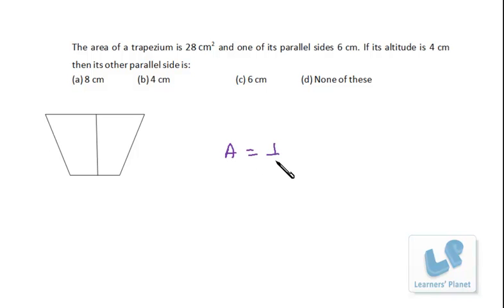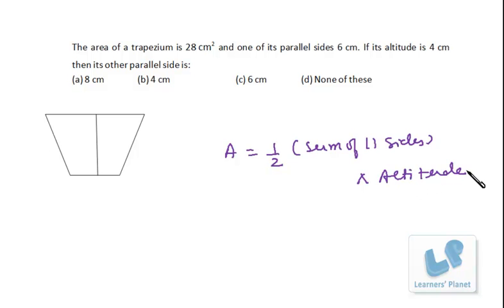That is half sum of parallel sides into distance between them, or we can say altitude. Now here this and this, both of them are parallel sides. Suppose this is x, this is y, and this is altitude, that is 4 over here. Further, no need to draw the figure. Just for the sake of convenience, initially I'll be drawing the figures for you. So it's 4. Now area is 28.